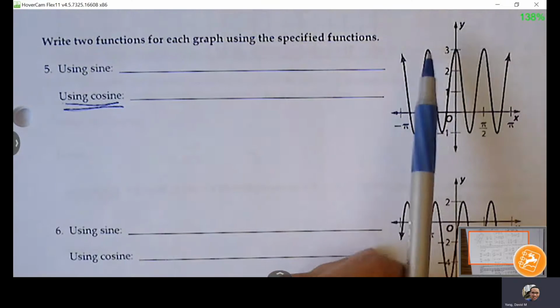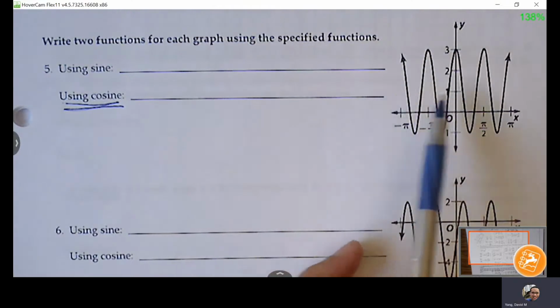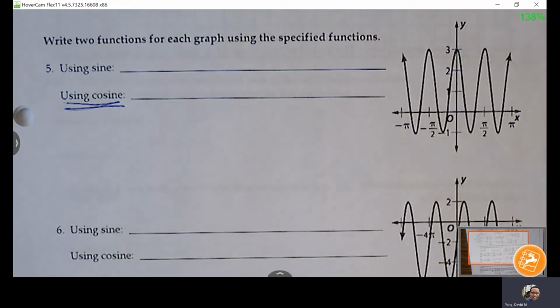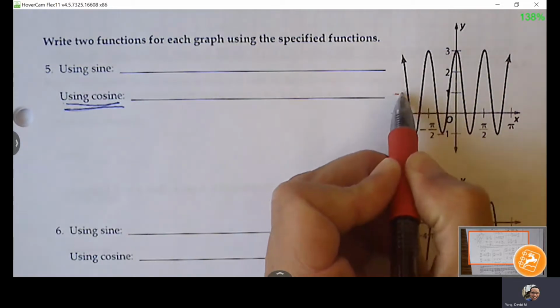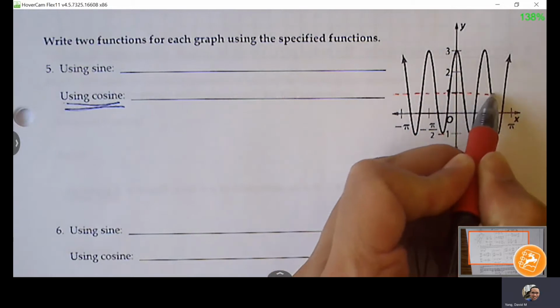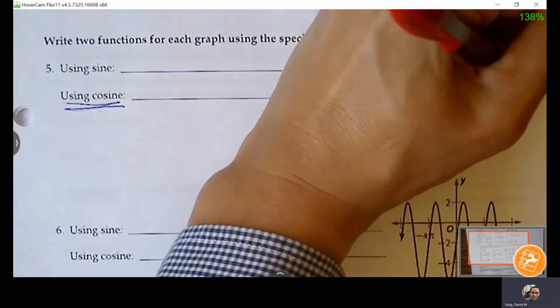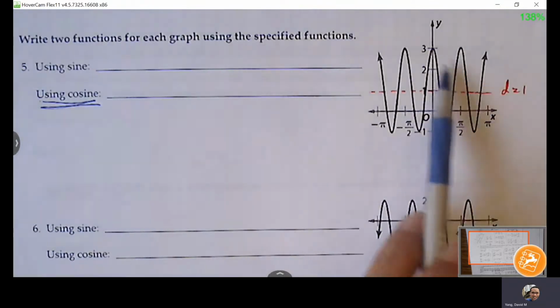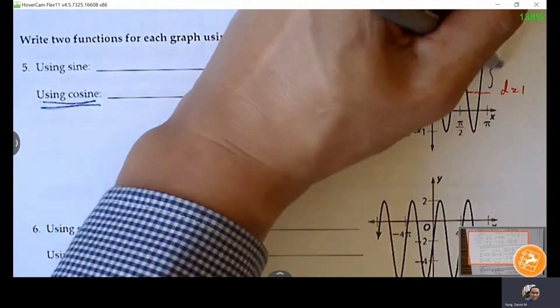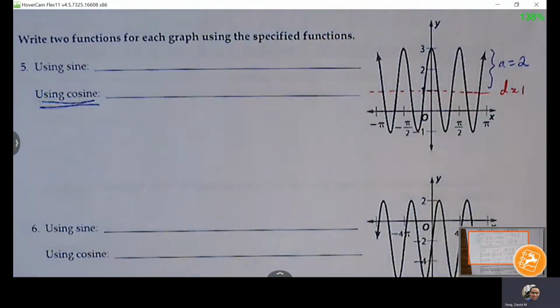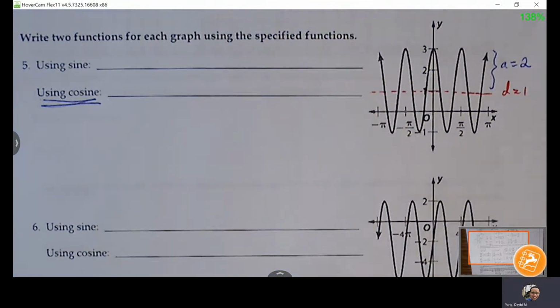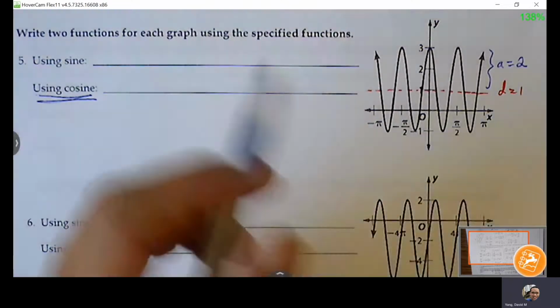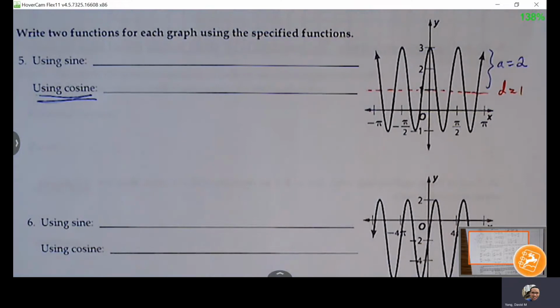Now, if we look at cosine, we can figure out our a value and our d value. So we know the center of the graph is at 1. That's our d value. And then if we just simply measure the distance from the center to the top, that's our amplitude. So what's our a value? 2. Okay. So now the next thing is, what is the length of this period for cosine? So what do you guys think?